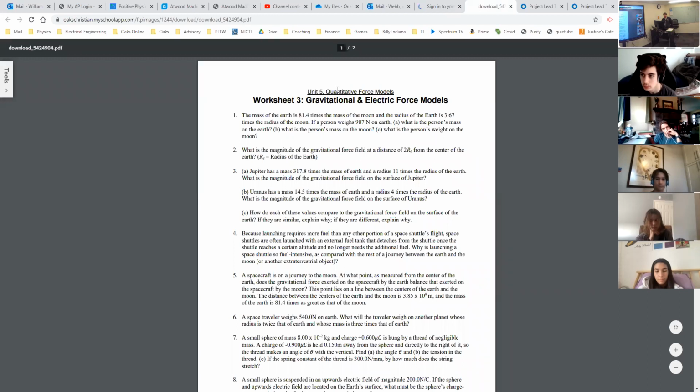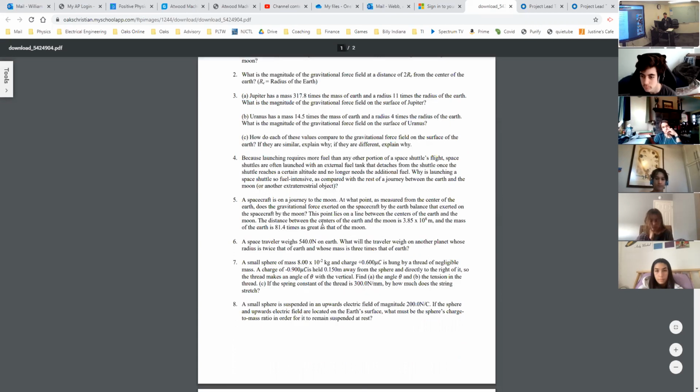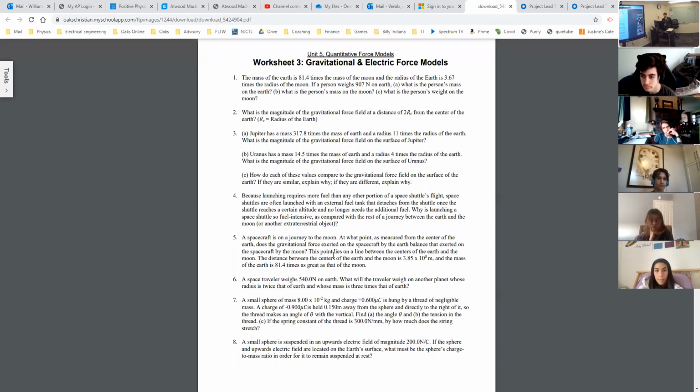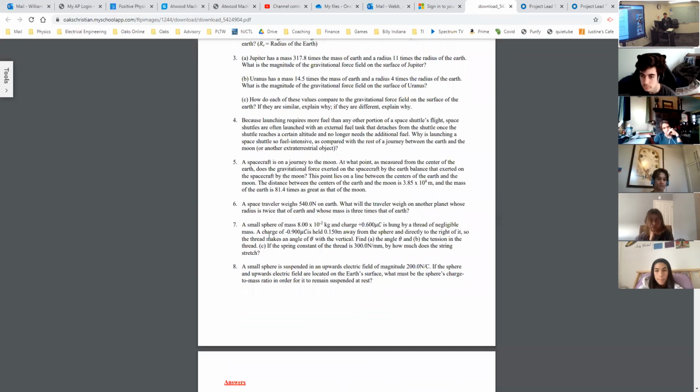You can see at the top, it says Unit 5, Quantitative Force Models. And this has a bunch of different kinds of questions. We're going to learn what the equations are that would help you solve them. It starts mostly with gravitational questions at the top, and then it switches more to electric at the bottom. There are fewer electric questions because over Christmas break, as I mentioned, they told us they're not going to have anything over the electricity unit.